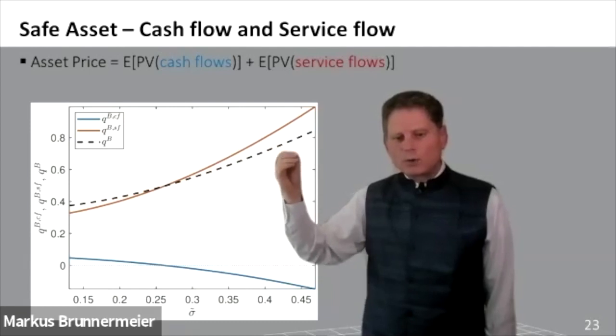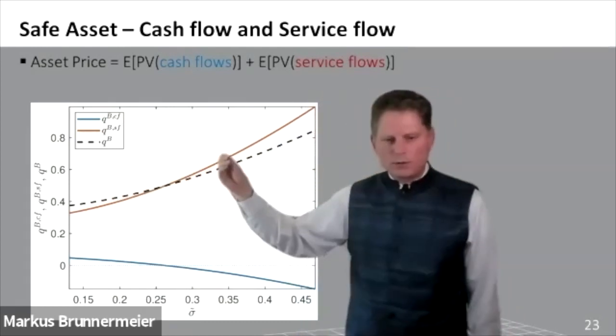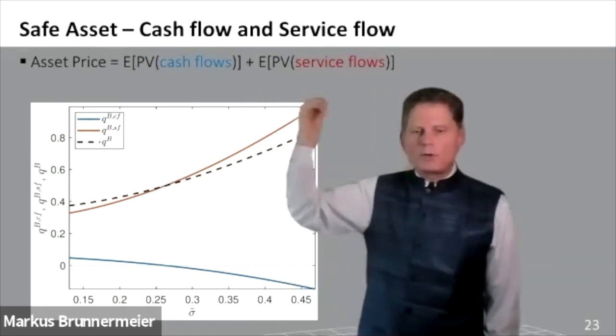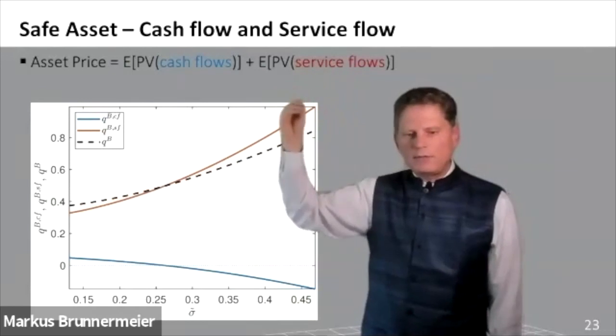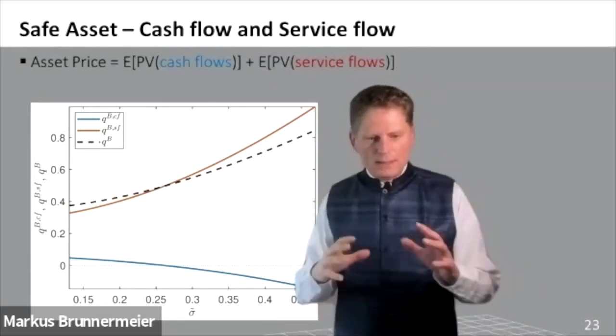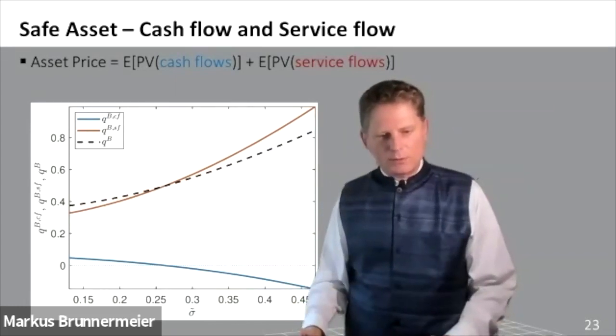Okay, and the total value of all government bonds, that's this black dashed line here. So if you add the red and the blue, you get the black dashed line. You see, the service flow dominates the whole thing. It's a very, very important component in this analysis, and you can't just ignore the service flow. That's just not a feasible thing to do.